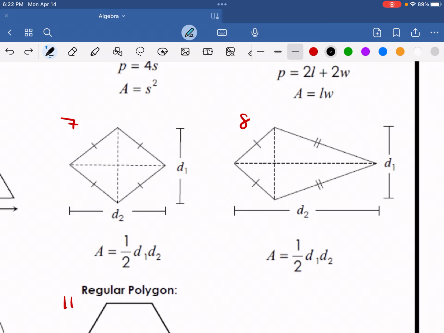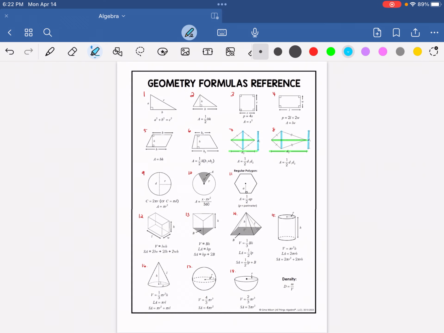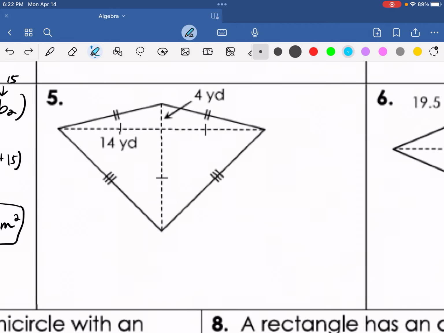All you are finding is how long it is from one edge to the other, how long it is from here to here. So that's D2. And then you need to find how tall it is, basically vertically. So that's D1. So that's what you're finding. So let's come back to our worksheet. Okay, how long is it from left to right? Well, they tell you this is 14 and it has a tally. And then there's another tally over here. So it means it's the same.